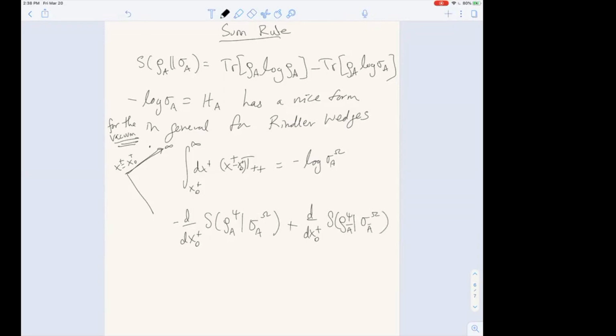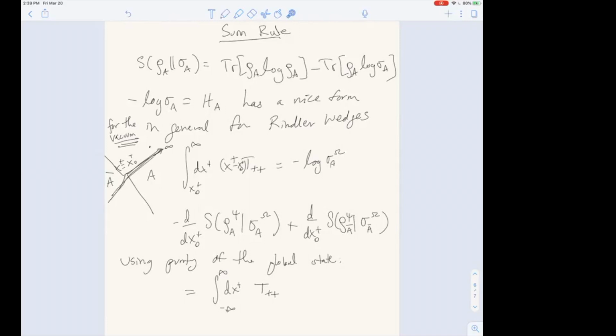Where A bar is the complementary region of the Rindler wedge, right? So if this is A, A bar is over here. You can work this out, and using purity of the global state, you can argue that this is actually just equal to the stress tensor, or you can compute that it's just equal to the integral of the stress tensor along this horizon here.